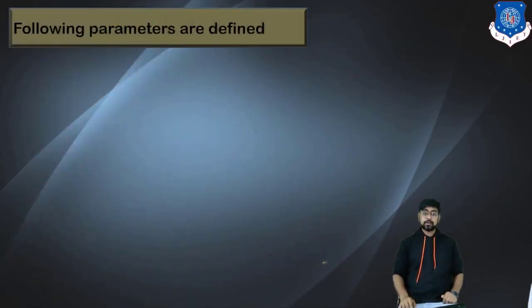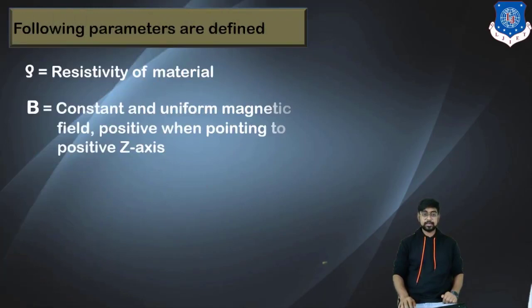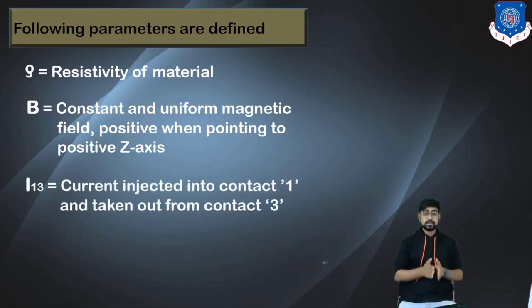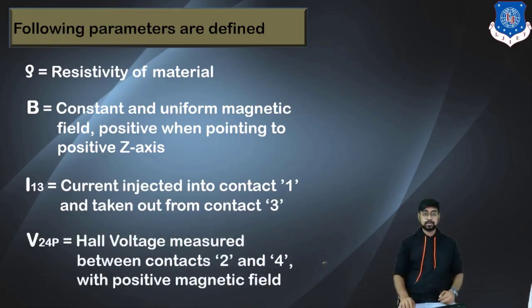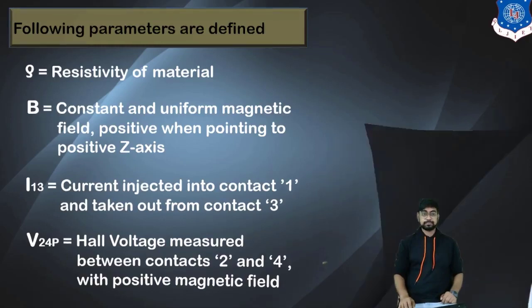Now the following parameters are defined. Resistivity of the material, and B, that is the constant and uniform magnetic field, positive when pointing towards the positive z-axis. This is very important. We are first keeping B constant and uniform, and we are taking whether it is on the positive side or the negative side. Here again, the same current I_13 will stand for the current injected in contact 1 and taken out from contact 3. Similarly, V_24P will be the Hall voltage measured between contacts 2 and 4 with positive magnetic field.